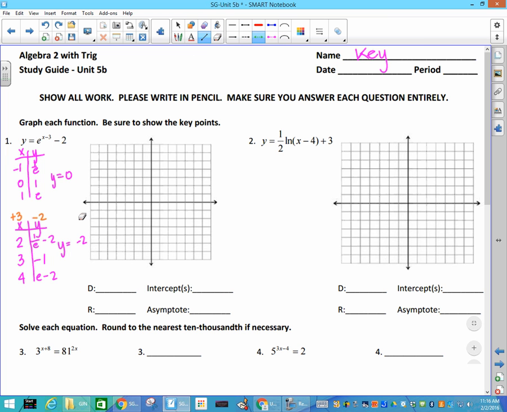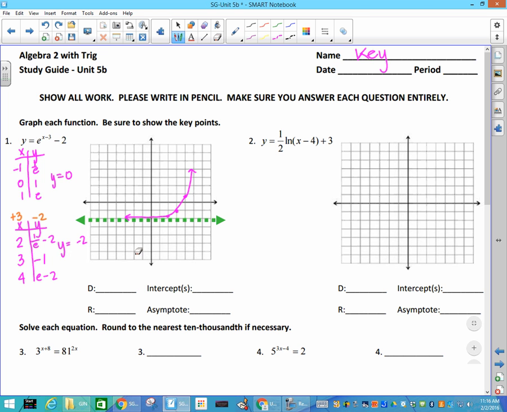Okay? So I'm going to put an asymptote on here. My asymptote is y equals negative 2. And then I'm going to plot my points. So I have 2 and then 1 over e minus 2, which is going to be about right here. And then I have 3, negative 1, and I have 4, e minus 2, and that's going to be about right there. And then you're going to do your best to connect and make sure that you show me which one is approaching the asymptote.